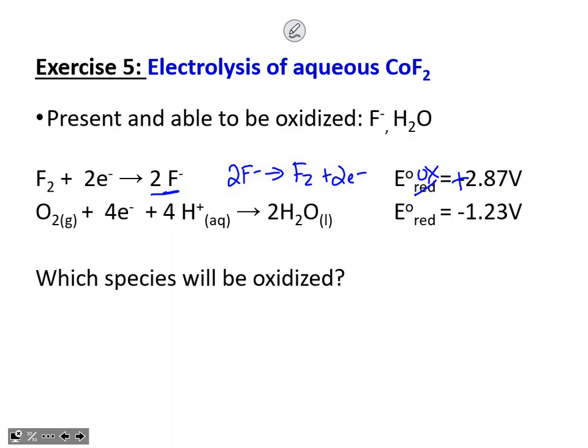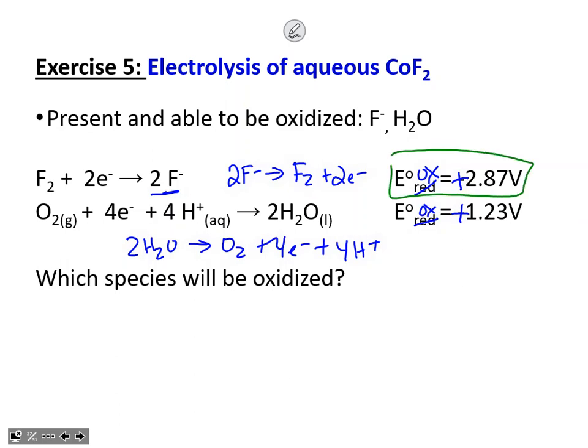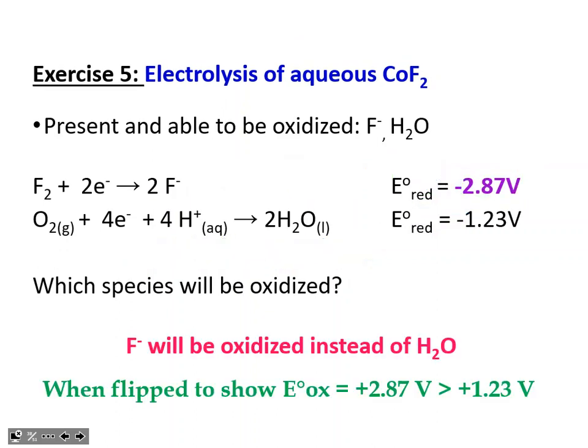And then if we flip this one, like we did before, where you have the water going to the oxygen and these products, this ox becomes positive. And definitely the fluoride one is much higher. So if you're trying to create fluorine from this, the fluoride will be oxidized at the anode rather than water. And you see that that would produce a greater E-ox.